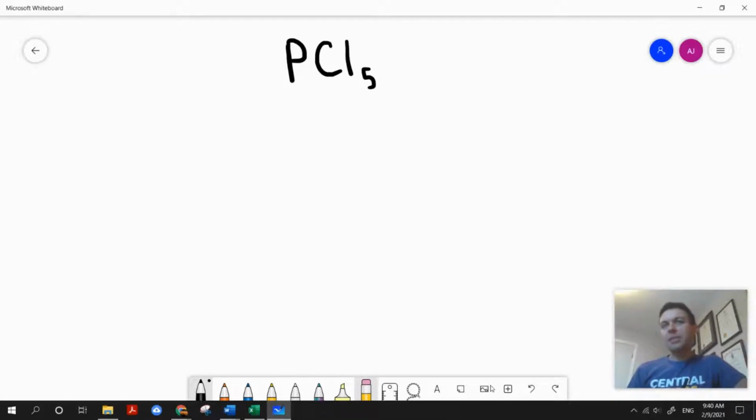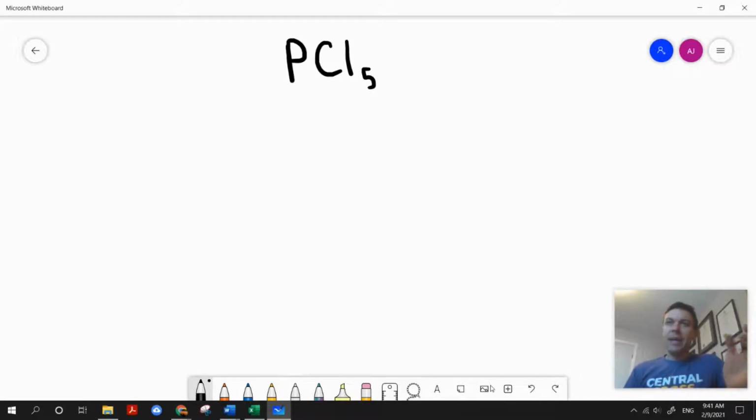For our first example here, we're going to look at drawing a Lewis structure for PCl5, phosphorus pentachloride. Our first step is to determine which atom is going to be the central atom. Now, the central atom needs to share more electrons. So we're going to choose the atom that has the highest bonding capacity, or the atom that is the least electronegative. And I say or because those are often the same element.